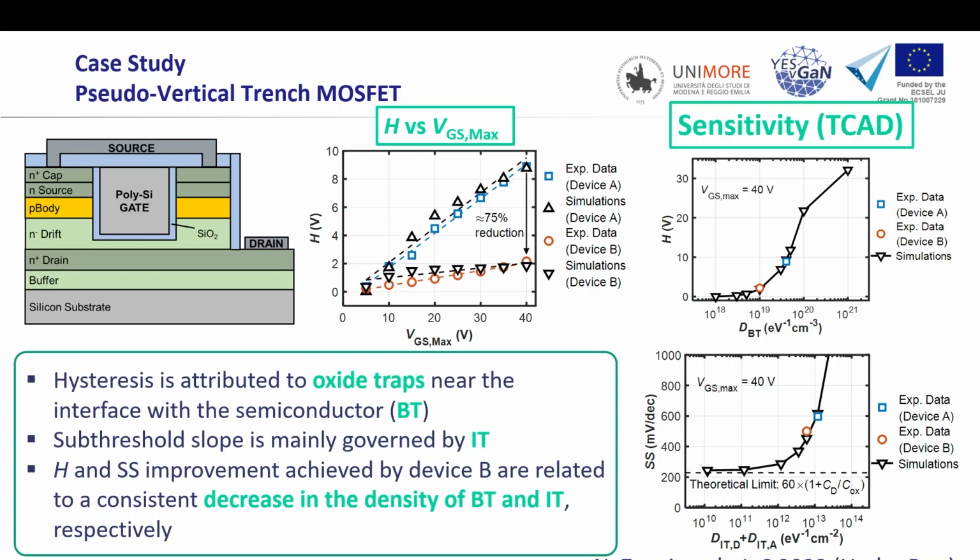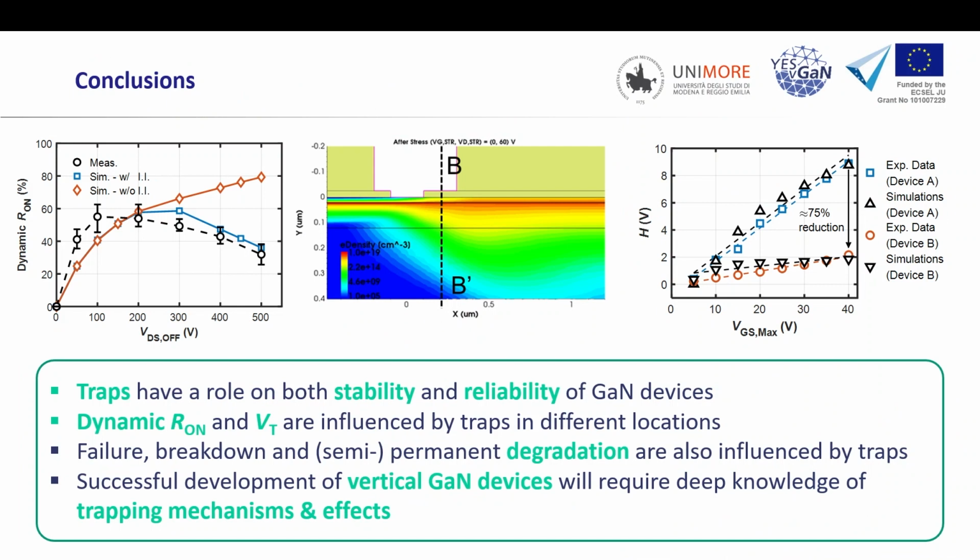I will not be able to explain in detail why this is the case, but you can see that with simulations we were able to match to a certain degree the experimental results, and this allowed us to extrapolate what would be the trend by further reducing the traps in the oxide or at the interface. And so yeah, this is what we have done so far. Hopefully we also do something more in the next year or so of the project.